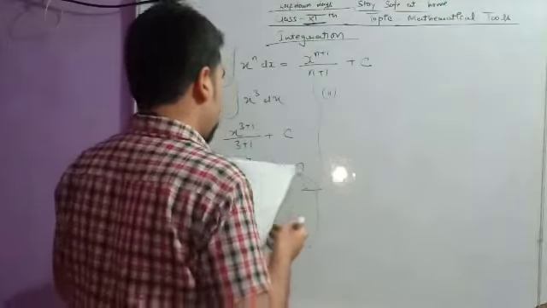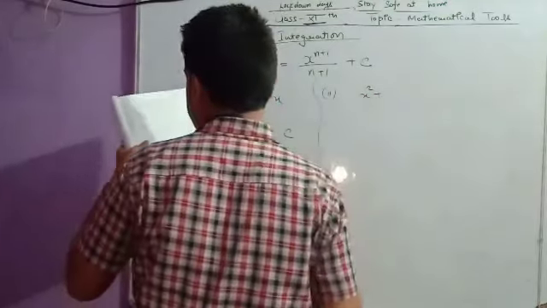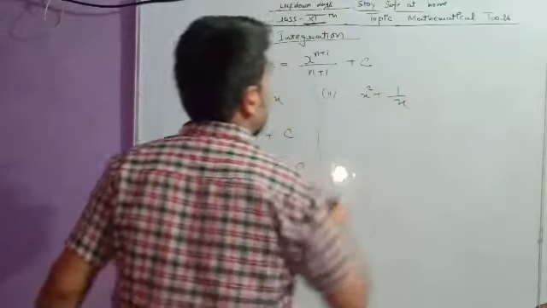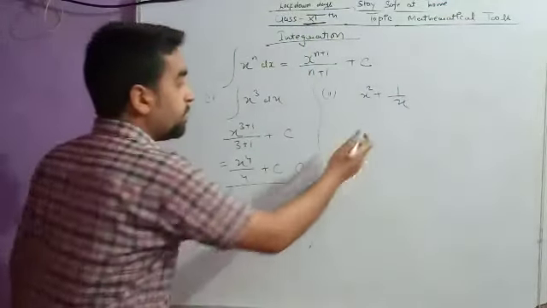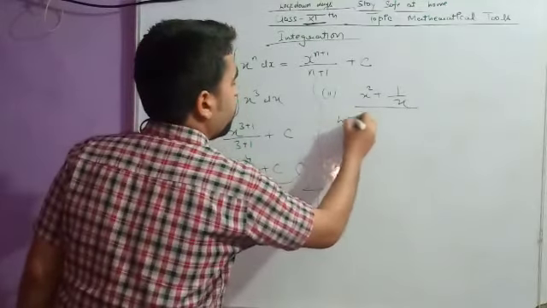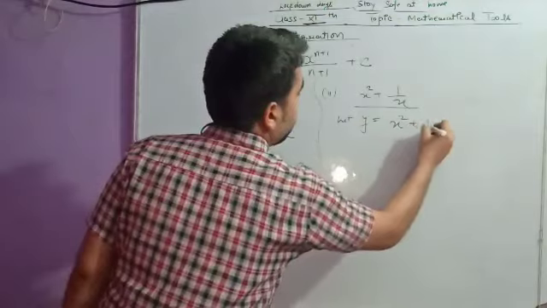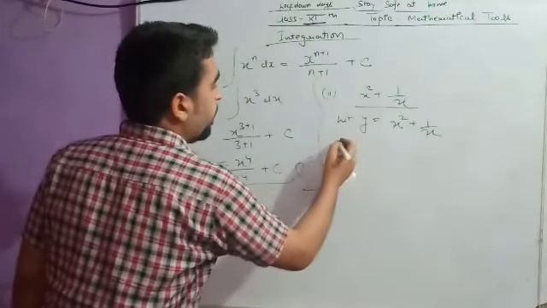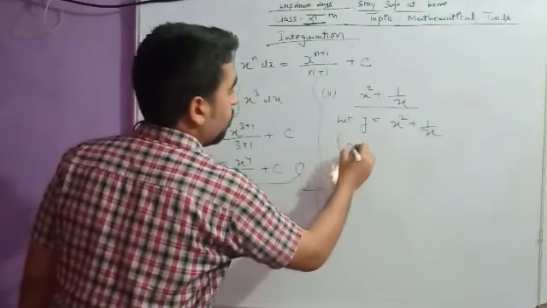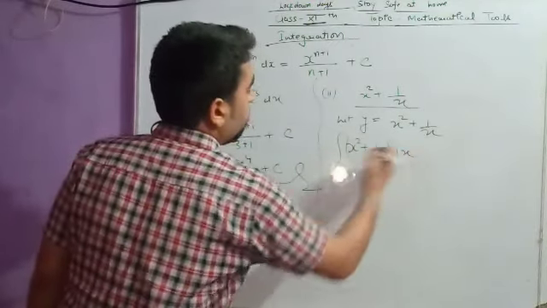Second one is x square plus 1 upon x. So students, what should we do? The very first step should be to consider this as any variable. So let y is equal to x square plus 1 upon x. Now what we have to do? We have to integrate this. So integration of x square plus 1 upon x dx, this we have to perform.